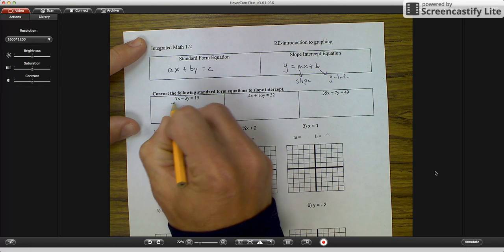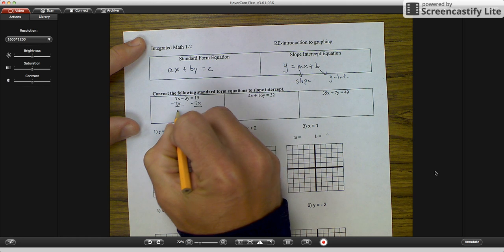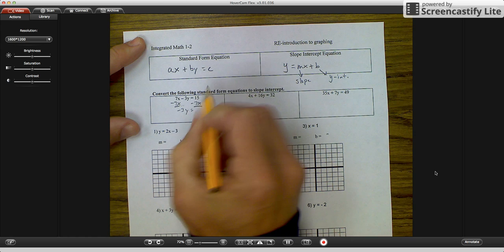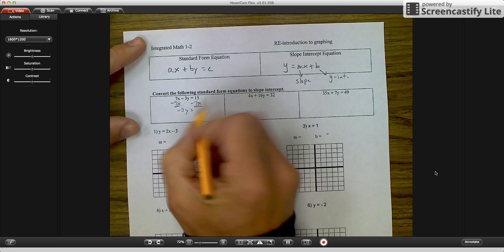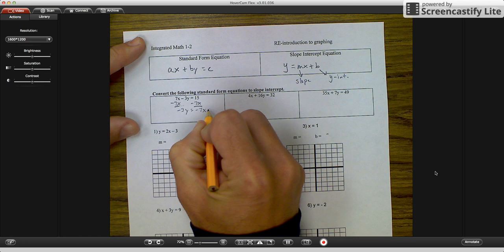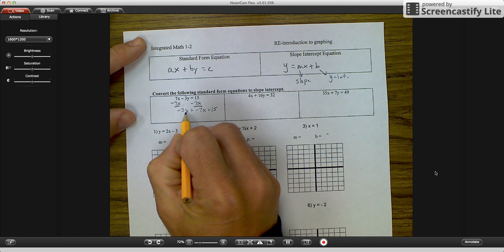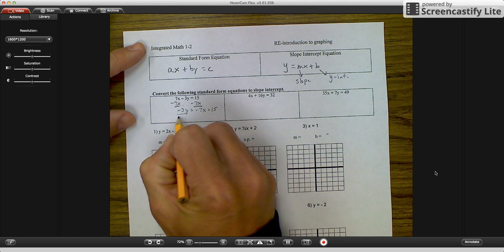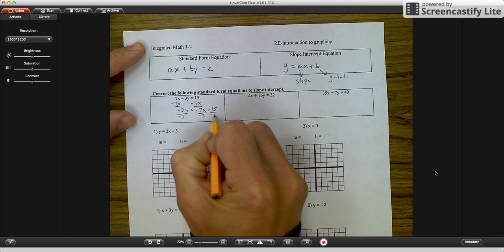So I'm going to subtract 7x from both sides. You get a negative 3y is equal to, and then negative 7x and 15 are not like terms. So we're going to go with negative 7x plus 15. And now we need to get a single y. So we're going to divide by negative 3, divide by negative 3, divide by negative 3.